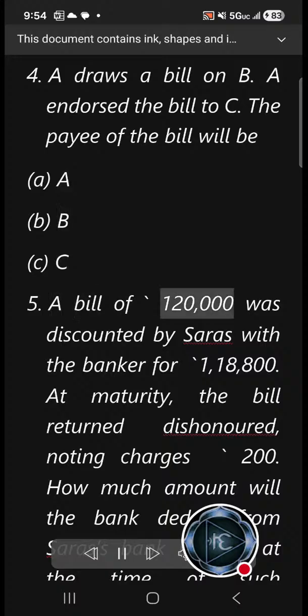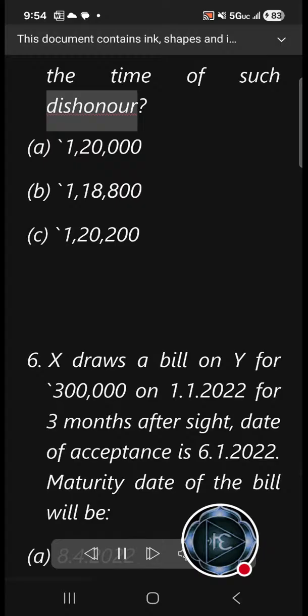A bill of 120,000 was discounted by Surname with the banker for 118,800. At maturity, the bill returned dishonored, noting charges 200. How much amount will the bank deduct from Surname's bank balance at the time of such dishonor? 120,000, 118,800, 120,200.